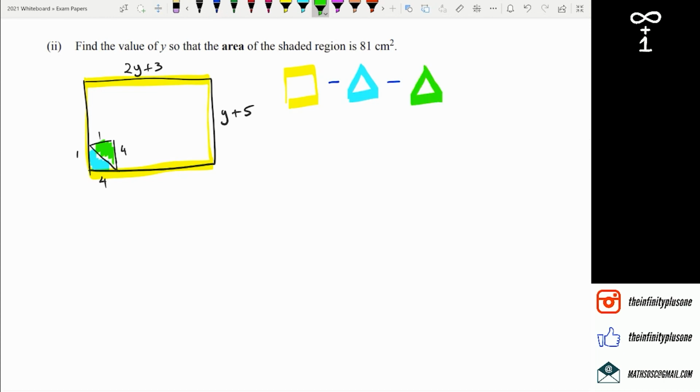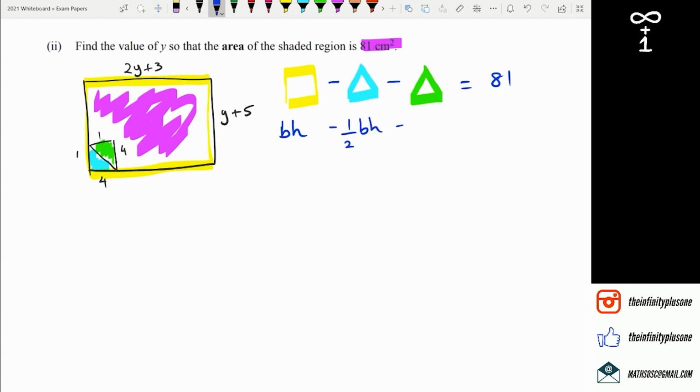Then we can say that this is equal to 81, because that's what the area of the shaded region is. So remember that 81 centimeters squared is pretty much all of this area that's shaded. So we can say that this is equal to 81. If you look at it, we've got base times height minus half times base times height minus half times base times height equals 81. So BH, that's for the rectangle.